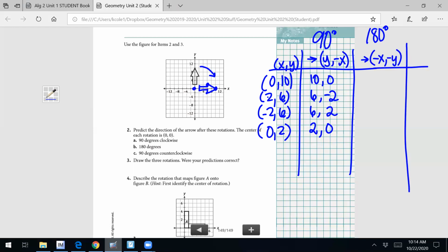So we're changing both the x and the y. So 0 is still 0, -10. I'm going back to the original. That's a +2, so now it's a -2 and a -6. A +2 and a -6, a 0 and a -2. So you just change all the signs. Y'all are writing, right? So 0, -10, -2, -6, +2, 6, and 0, -2.